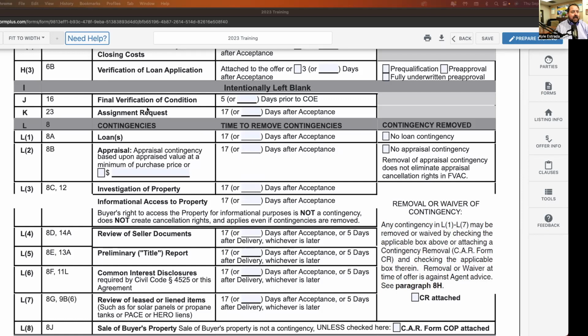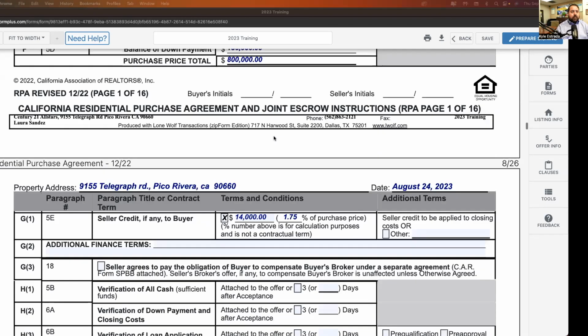Next one is an assignment request. What that means is the buyer has by default 17 days to assign the sale or to request the assignment. It's not guaranteed, right? Just because I request an assignment does not mean that the seller has to approve that assignment. So if I write an offer thinking maybe I could assign this to somebody else during escrow, and you haven't already done it when you wrote the offer, we can scroll back real quick to page 1.